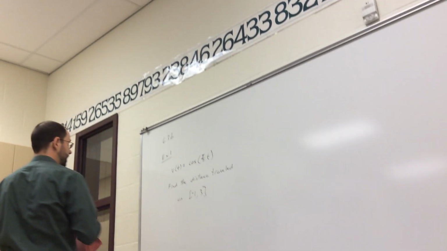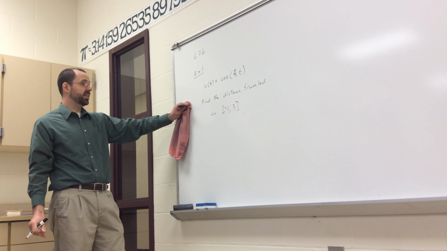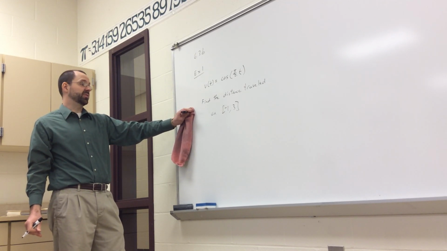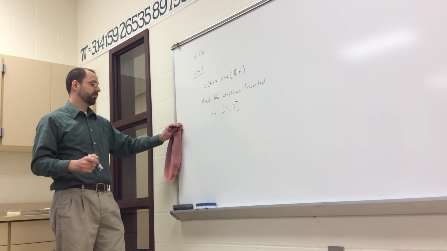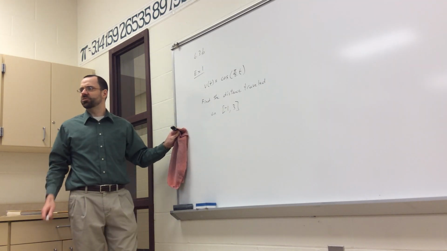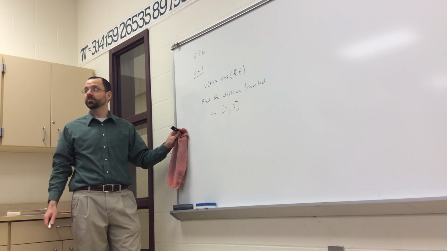So 6.3b today, we've got example 1 here: v of t equals the cosine of pi over 2t, and we're supposed to find the distance traveled on the interval negative 1, 3. So how do you find distance traveled? Integral of the velocity, right?